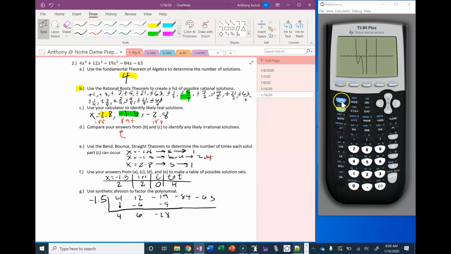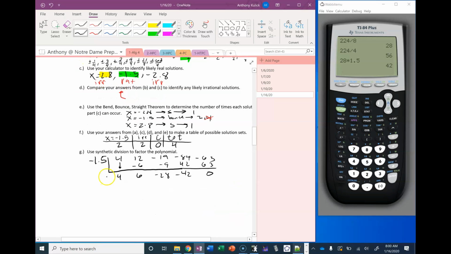What is that? That's 48, I think, right? Oh, 42. And that's 63. Okay. And now I could stop and try to factor this by grouping. I think that works, but let's continue on, because I know negative 1.5 can be used 2 times. Let's just do that again.